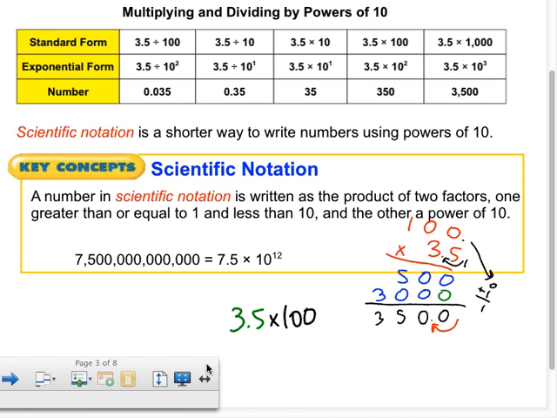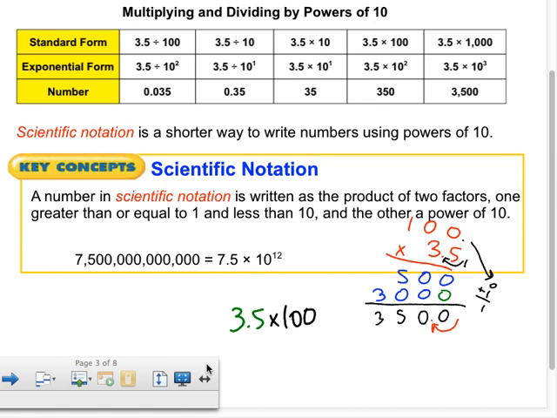3 places. 3 places to the what? To the right. So you see, if I move between the 3 and 5 over 3 places, I get 3,500. Okay. Now, let's go revisit the warm-up and what I was talking about and trying to emphasize with Christian.